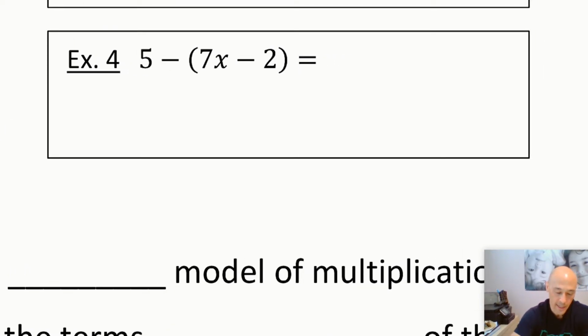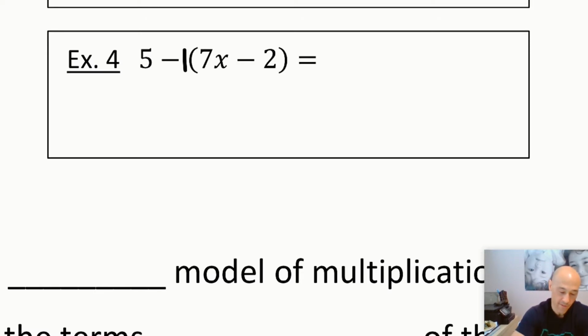So what is being distributed here? Well, there's no number right next to the parentheses. There isn't one written there, but there really is a sneaky one. Whenever there's no number, it's really just a 1 there. Just like if we have x, that's really a 1x. Similarly, in this situation, when there's no number right in front of the parentheses, it's just a 1.